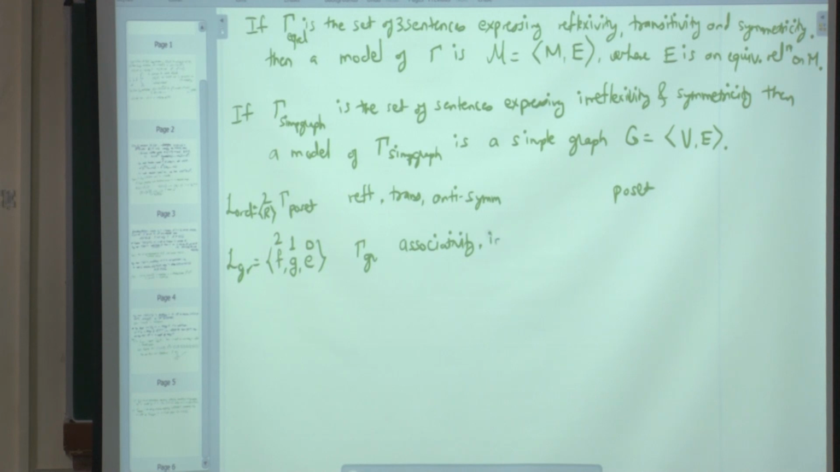Then identity and inverse. Then what is the model on this side? These are the sentences. This is the notation of theory, and this is the language. I'm doing a really bad job of writing. Okay, so the model is called a group.